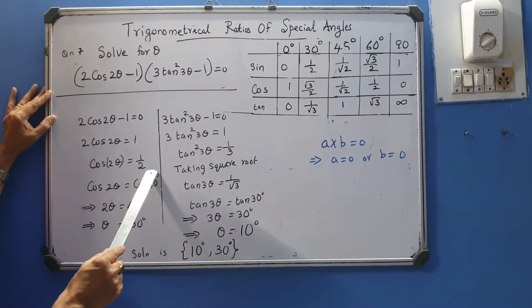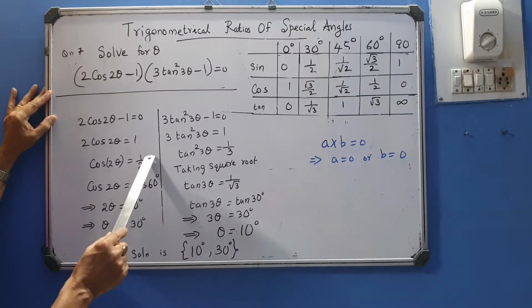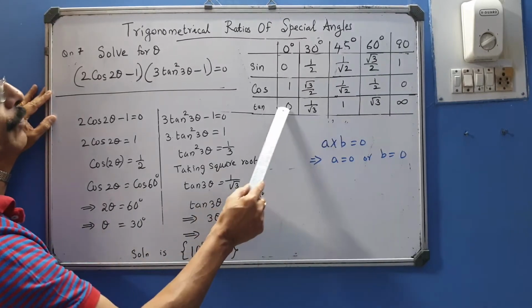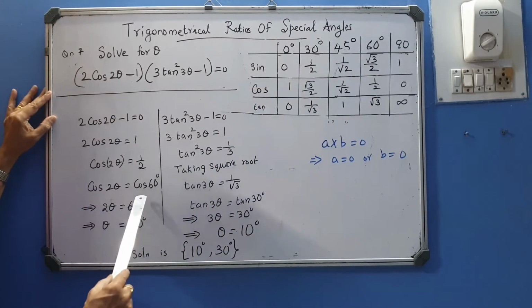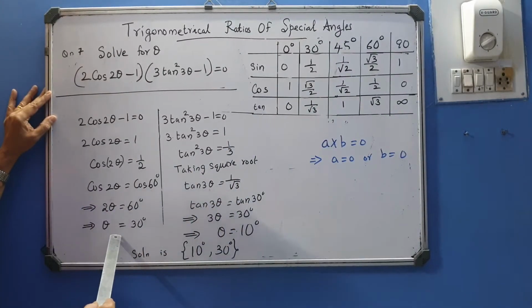Later 2 take to the other side. So cos 2 theta is on the left side, and the right side is half. So convert half to cos 60. So this half is converted to cos 60. Cos will get cut. We get theta is 30.